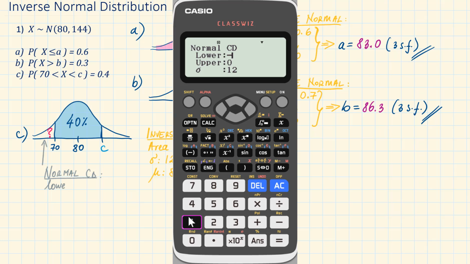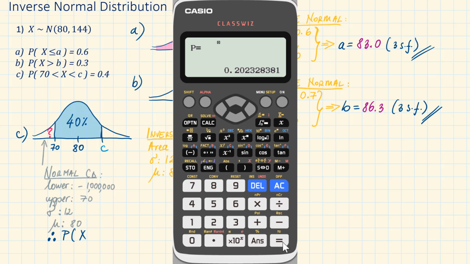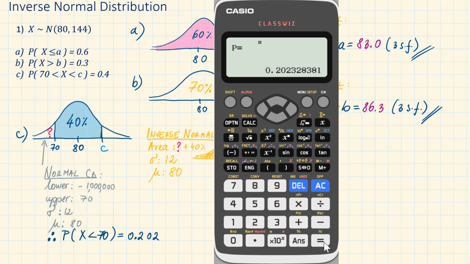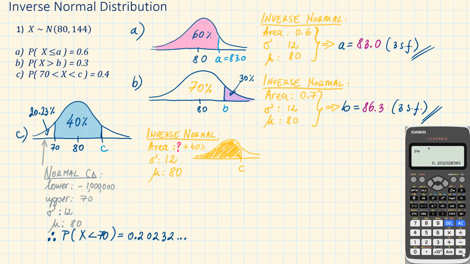For the lower value, we have negative infinity, as it's an asymptote, so we will type in a very large negative value, such as -1,000,000. For the upper value, 70, standard deviation 12, and mean 80. This gives us the probability 0.20232, and so on. Now we have a complete left tail below C. This is 60.23%.